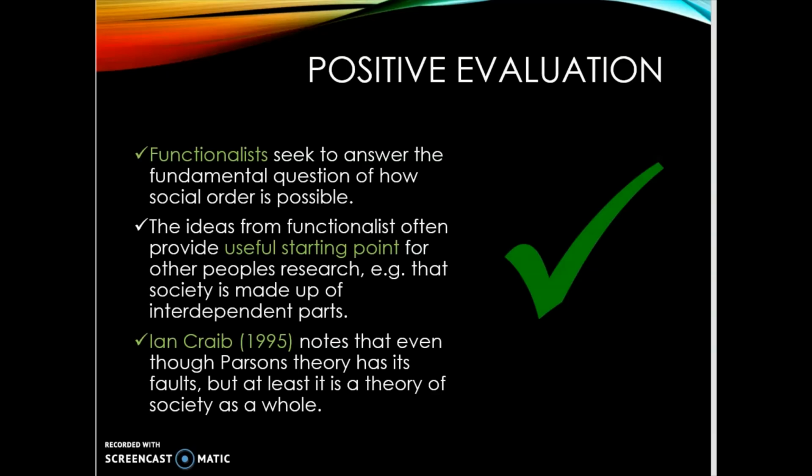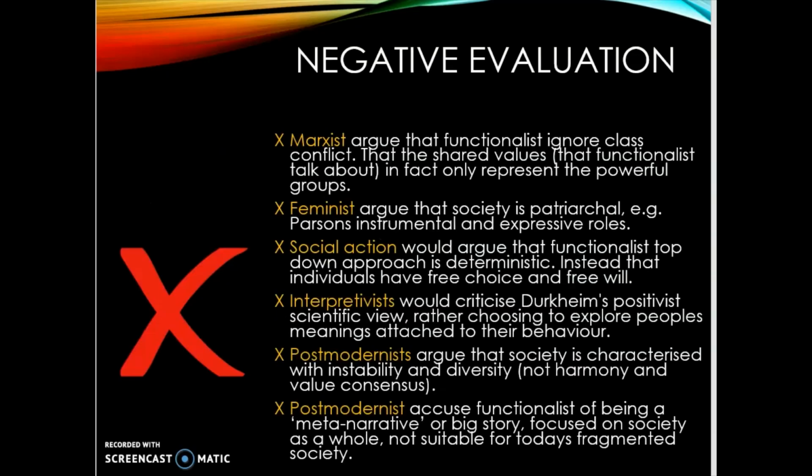So functionalists seek to answer the fundamental questions of how social order is possible, and the ideas that we've looked at from functionalists often provide a useful starting point for other people's research. So this idea that society is made up of interdependent parts, other researchers have built on that idea, and they tend to agree with it. And even though Parsons' theory has its faults, it's a theory of society as a whole. So we've got a big plus of the organic analogy. Now, here are some problems with it.